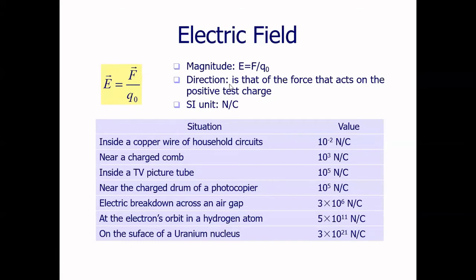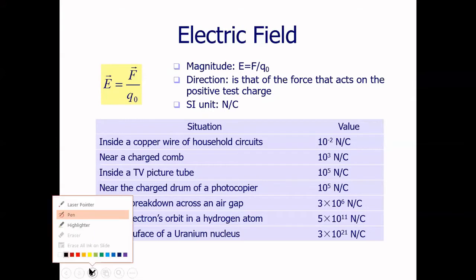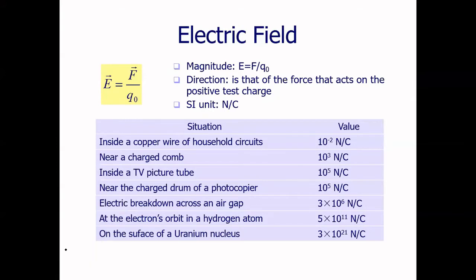Very important point here. The direction of the electric field is that of the force that acts on a positive charge. Okay, so if you want to find the direction of the electric field, because the electric field is a vector, so it has magnitude and direction. You imagine that you have placed a test charge at that particular point, and then you ask yourself, in what direction is the test charge going when I place it within the electric field? So the direction of the positive test charge is what determines the direction of the electric field.